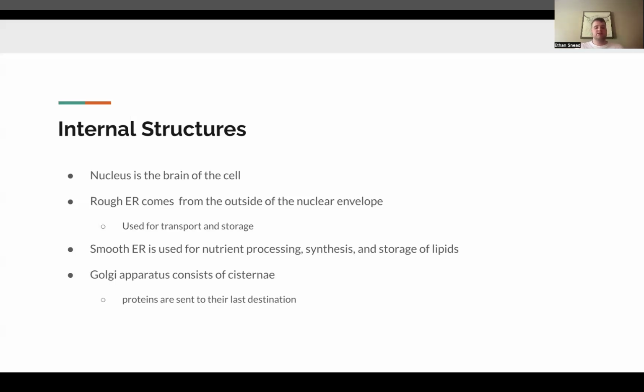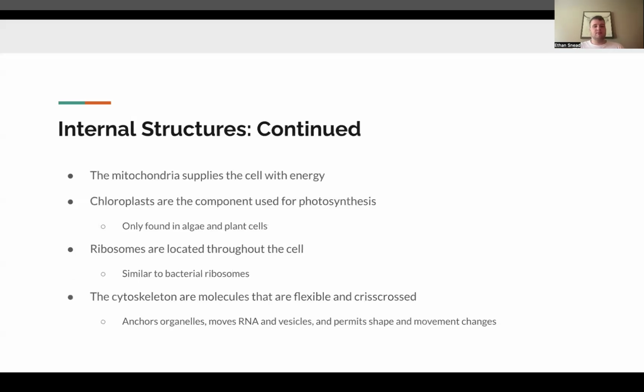Once proteins are inside the Golgi apparatus, this is said to be their final destination. But when they're in the Golgi, before they hit that final destination, they are modified because polysaccharides and lipids are added to them. The mitochondria is, as we all learned, the powerhouse of the cell, and it gives the cell energy by means of ATP.